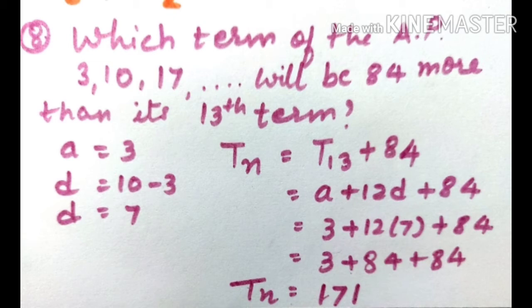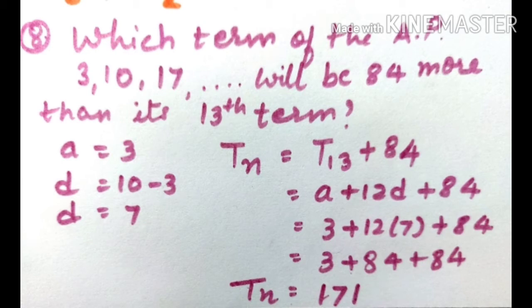Now T13 means A plus 12D. Term 13 is A plus n minus 1, that is 13 minus 1, 12D, plus 84. Now as we know the A value and D value, substitute A value 3 plus 12 times D value 7 plus 84, and by calculation 3 plus 12 sevens are 84, plus 84, the total value of that nth term we found, the nth term will be 171. This is our nth term. But what do they ask for? They ask which term of the AP will be 171.